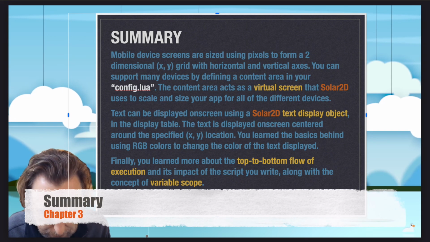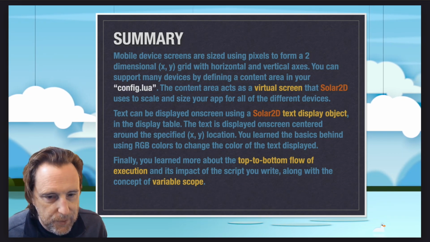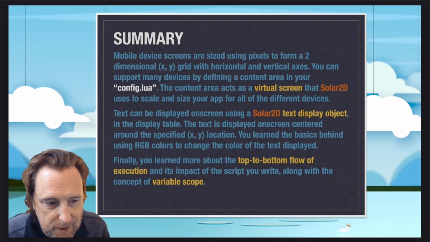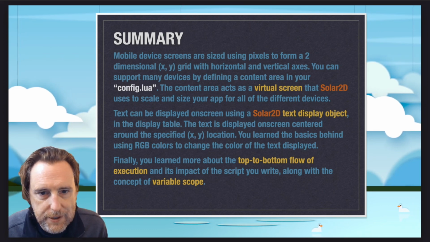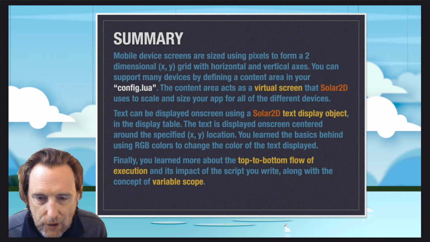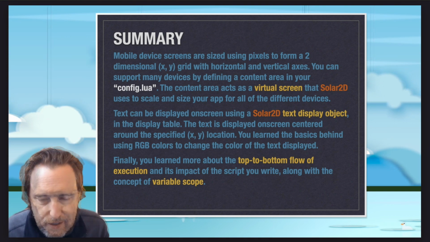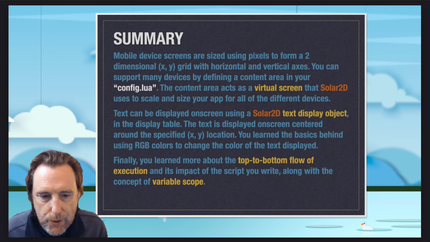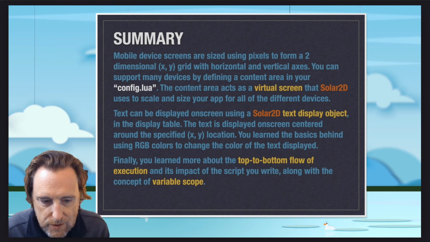And if you were following along, you made some text that both changed colors when it was tapped and also changed location when it was tapped. All right, that's where I want to wind up today, but in summary, mobile device screens are typically rectangles. They have a certain number of pixels width and a certain number of pixels height. The 0, 0 location, the reference point, is the top left corner by default in Solar 2D. You've learned a bit about setting colors and RGB values today. And I hope you've thought more about top to bottom flow of execution and the role of the location in your code and how that drives the scope of visibility for variables that you might want to use.